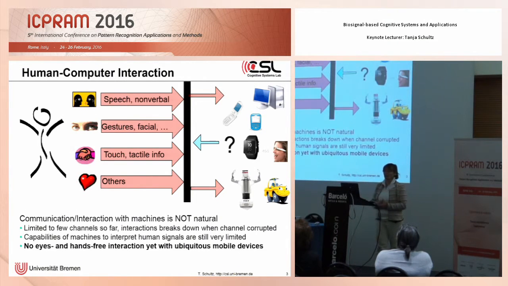Now, if we are looking at how humans communicate and interact with robots and with computers in general, this looks very different. So first of all, communication and interaction is not as natural as we are doing it with human beings. And the main reason is that so far our communication is limited to very few channels. And that also means if that channel breaks down, the whole interaction breaks down. It's also unfortunate that the capabilities of machines to interpret our human signals is still very limited.